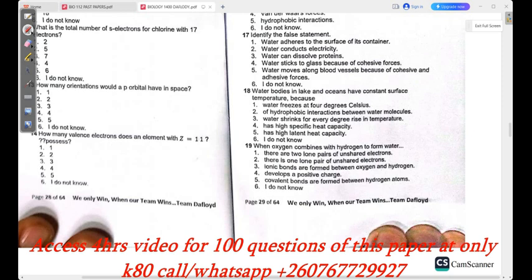A is saying water adheres to the surface of its container. That is true. If you fill a glass with water and you decide to pour the water out of this glass, you are still going to remain with some water which will stick to the glass. And this force which makes this water stick to the glass is the adhesive force. So it's true, water adheres to the surface of the container. 2 is saying water conducts electricity. Water is a good conductor of electricity, which is true.